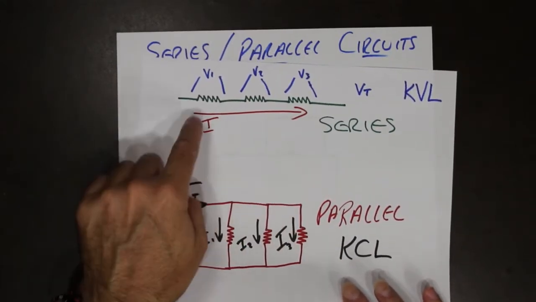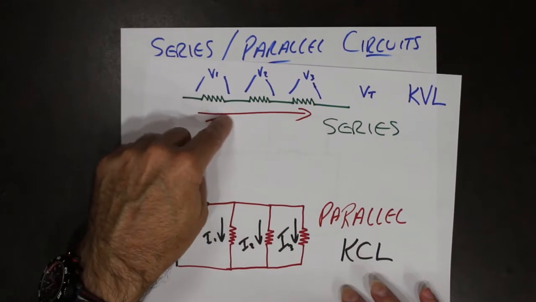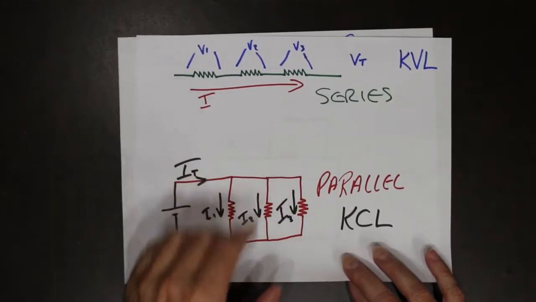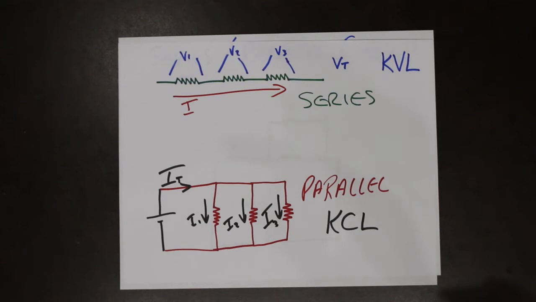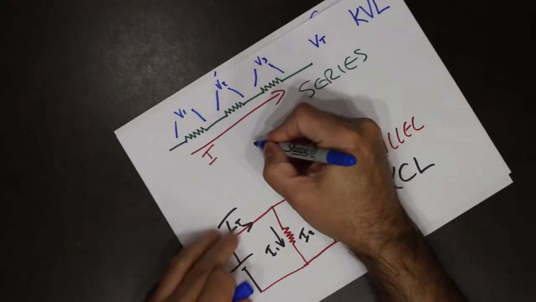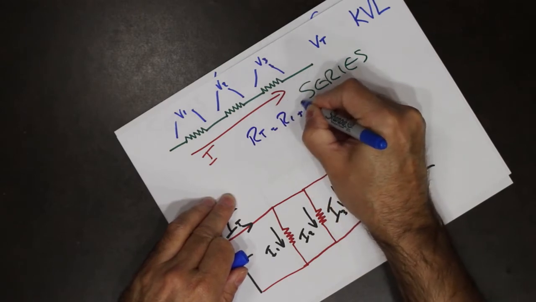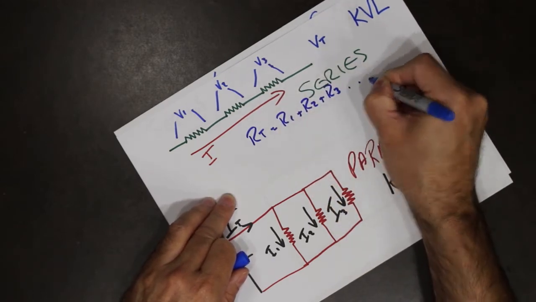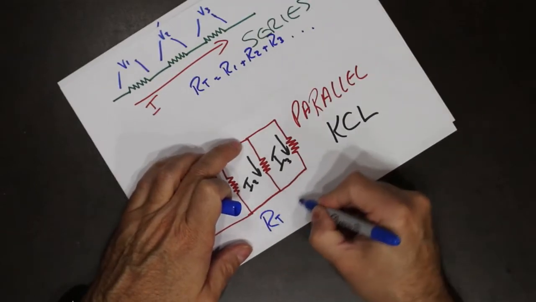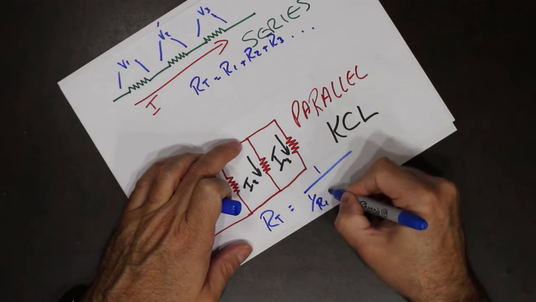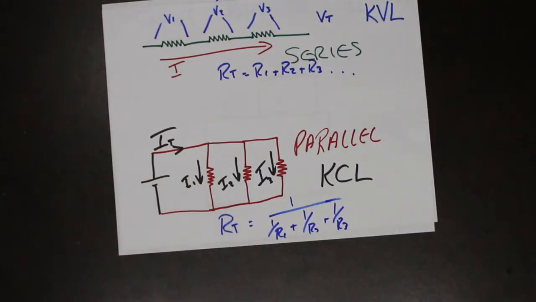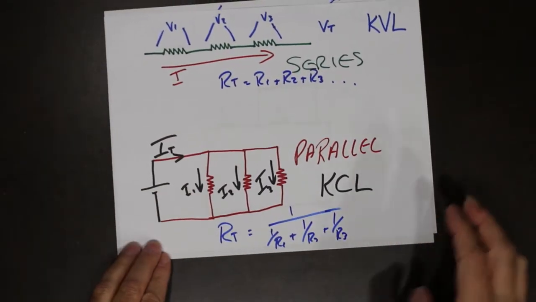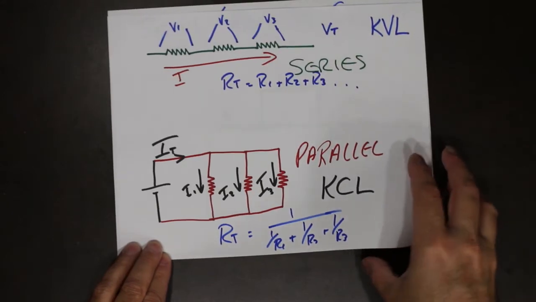Because all of these rules apply. All of these rules apply to the series part of a combination circuit. These rules apply to the parallel part of a combination circuit. So for the series, remember we looked at R total is equal to R1 plus R2 plus R3, etc. And for parallel, we looked at 1 over R total is equal to 1 over R1 plus 1 over R2 plus 1 over R3. Again, all of these things are in a combination circuit.